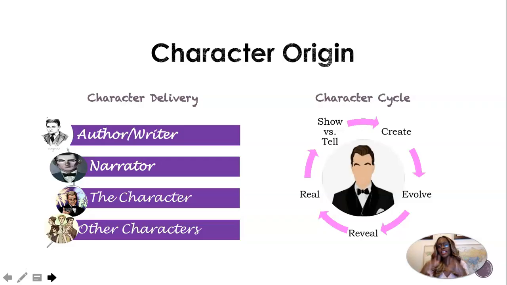In essence, then, the character cycle looks a lot like this. The author creates or constructs deliberately this character. They evolve in the literature, they're revealed to us, and typically the author wants the character to be as real as possible. That's necessary, right, for us to believe them. We have certain expectations as we learn about characters. We have expectations of how they're going to behave or what they may or may not do.